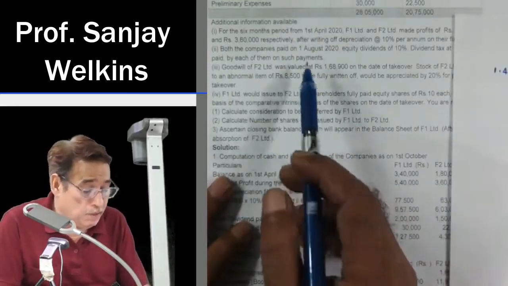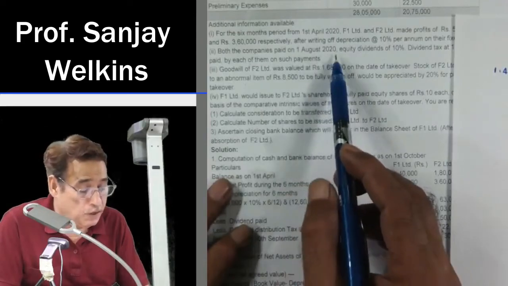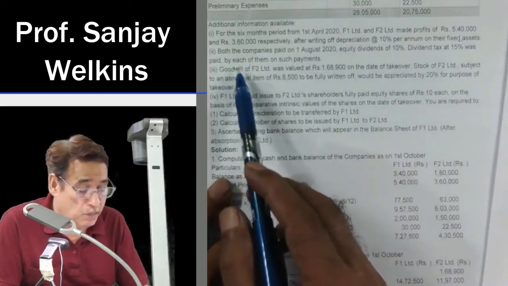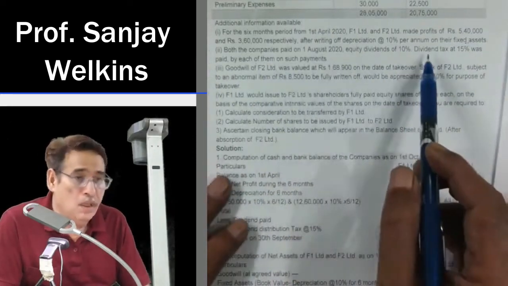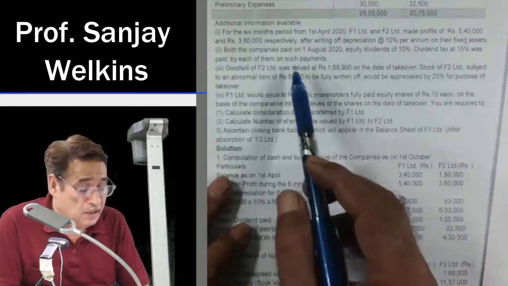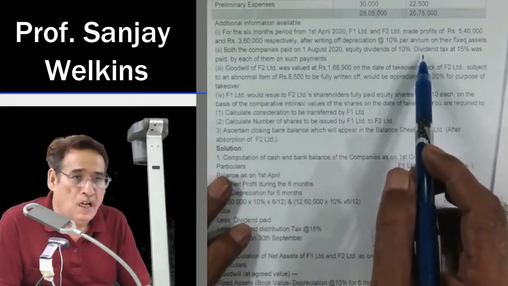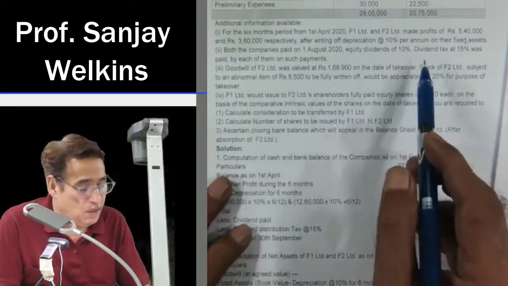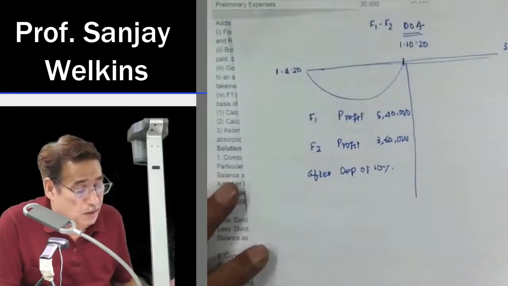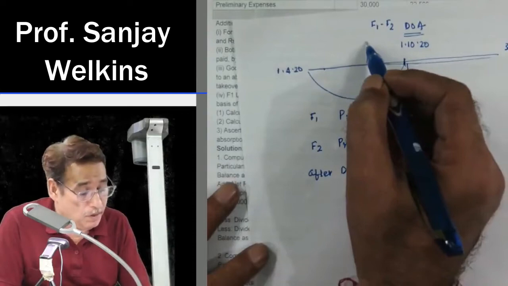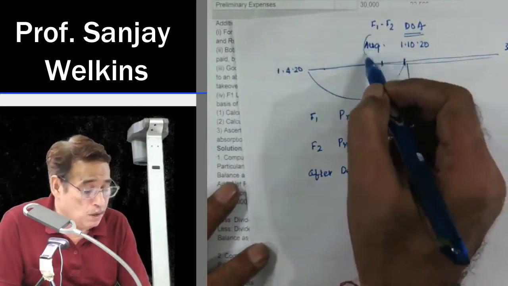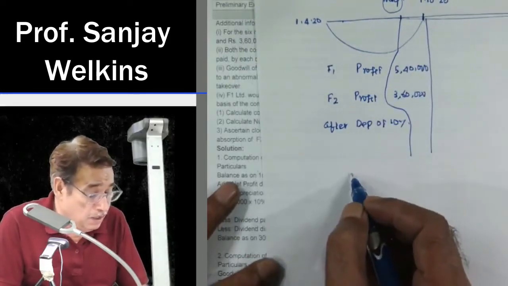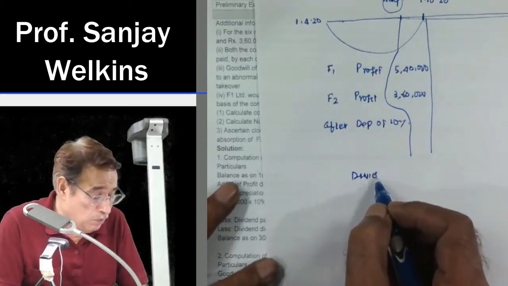Further, it is also given that both the companies paid on 1st of August 2020 equity dividend of 10% and dividend tax at 15% was paid by each of them on such payment. Because your module still contains this line, I haven't changed it. However, nowadays, as you know better than I, there is no dividend tax. Instead, there is TDS. But anyway, on 1st of August, obviously, August will come before October. So in the month of August, what is happening? Both these companies declared dividend. A dividend was declared.